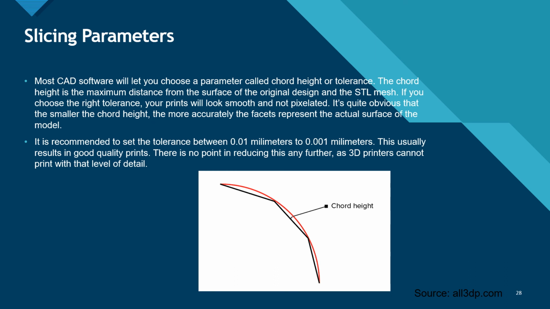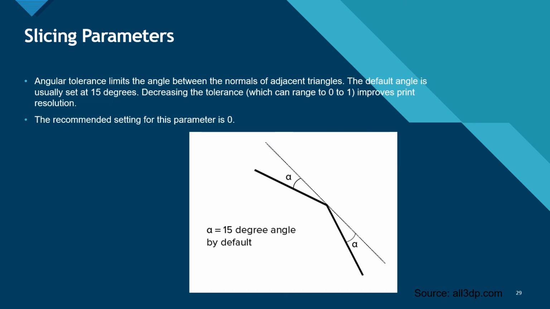Reducing the tolerance lower is pointless as 3D printers cannot print at that level of detail. The angular tolerance limits the angle between the normals of the adjacent triangles. By default, it's set to 15 degrees. Decreasing this tolerance will improve the print resolution.